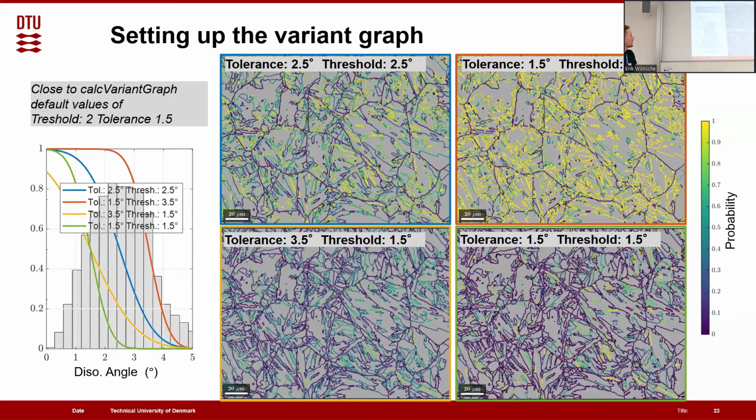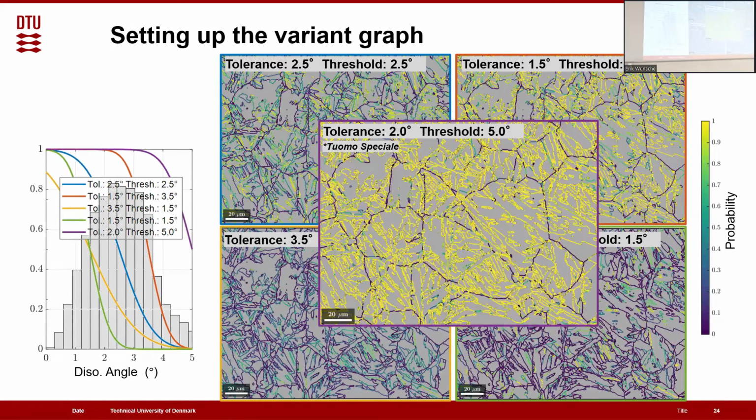Maybe also to note that calc variant graph by default has threshold 2 and tolerance 1.5. This is very close to this setting, so if you don't tell the variant graph anything, it's probably not going to give you a good reconstruction for this data set, for example.